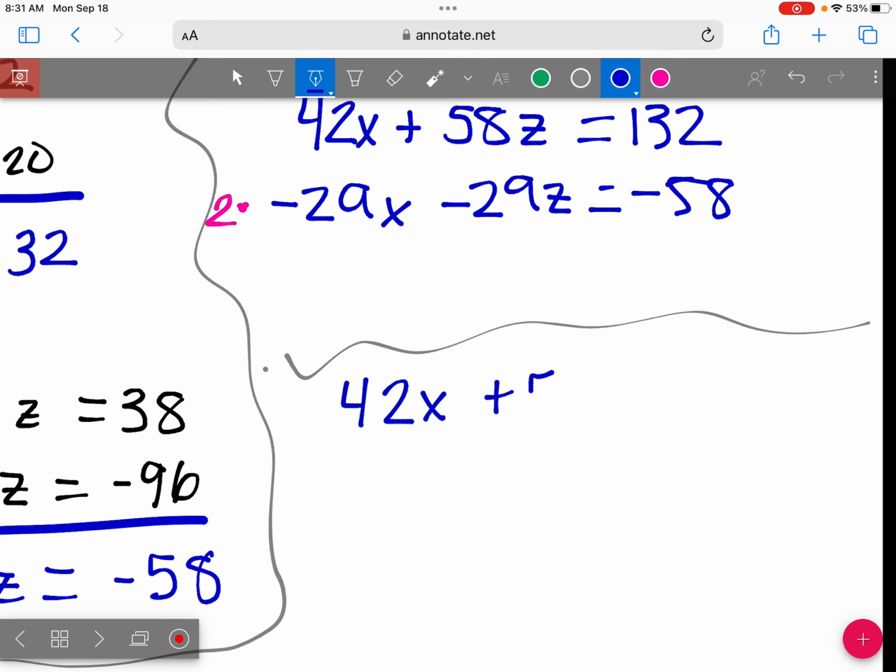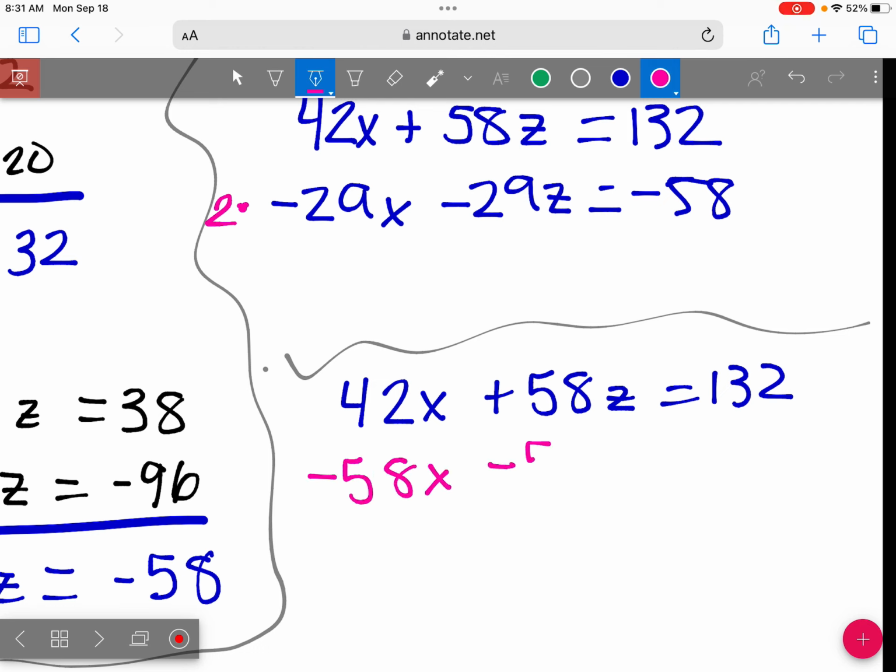42x plus 58z equals 132, and negative 58x minus 58z equals negative 116, if we times them by 2.